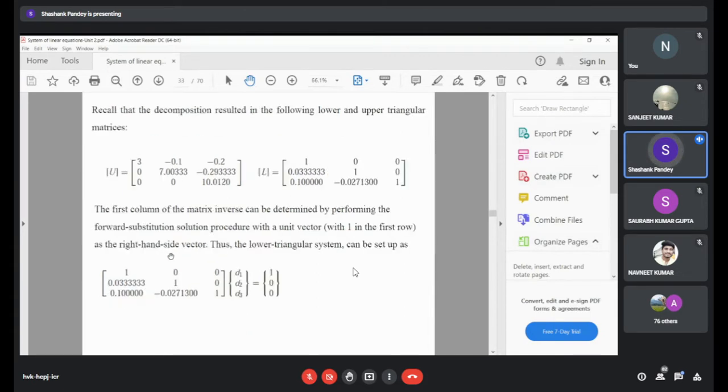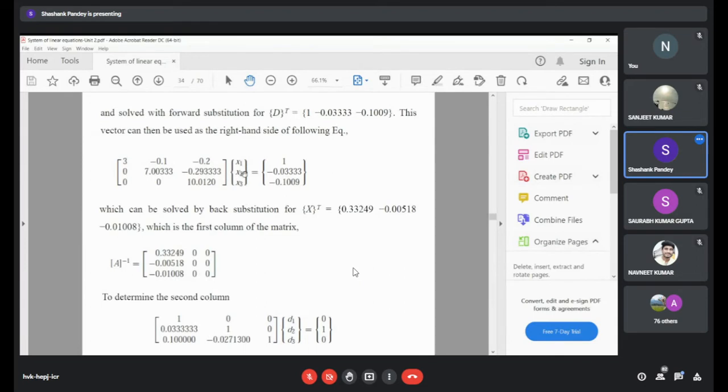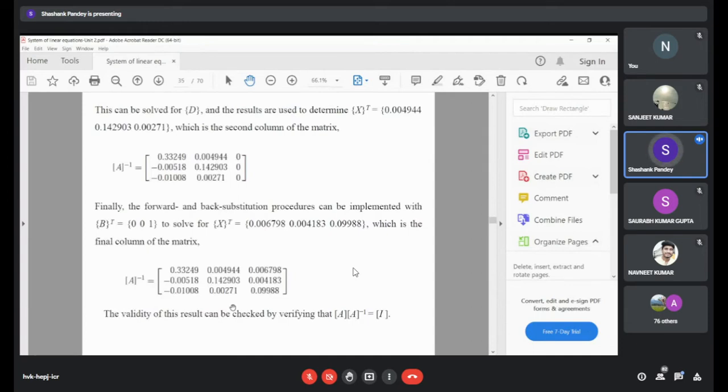To get the second column, we replace the right hand side with 0, 1, 0, calculate d1, d2, d3, and then again calculate x1, x2, and x3. This gives us the second column of the inverse of A. In a similar manner, we can compute the third column, and this gives us the whole inverse. We can cross verify using the property that A multiplied by its inverse gives the identity matrix.